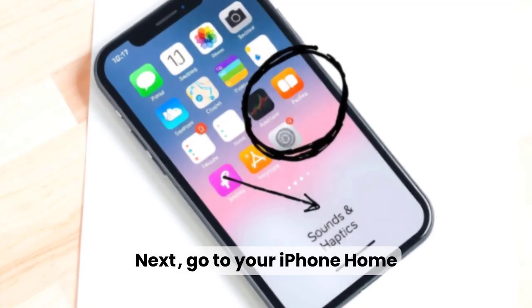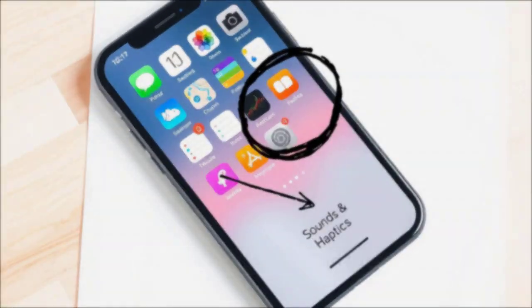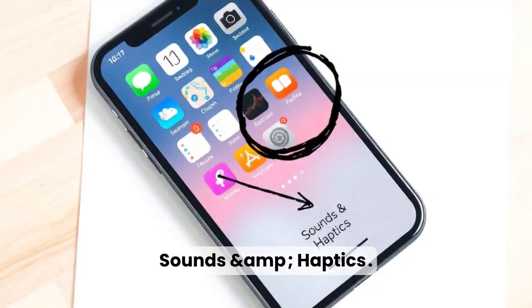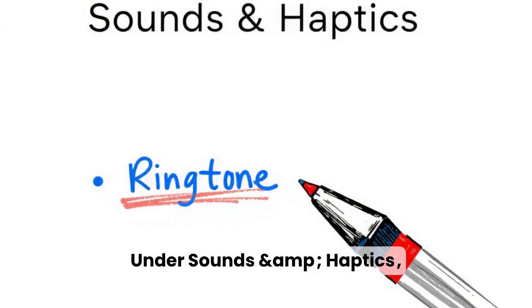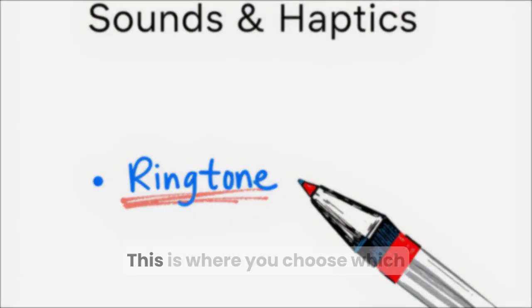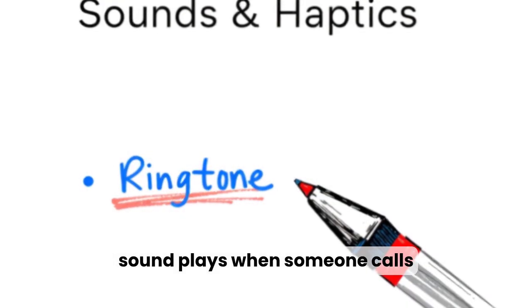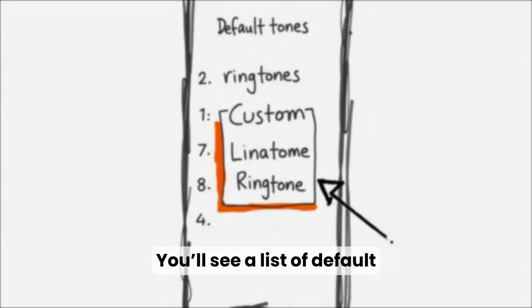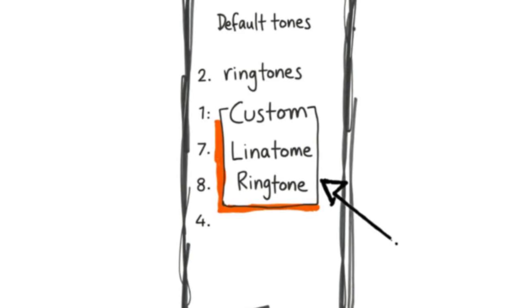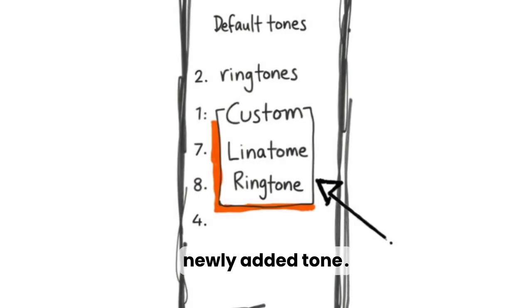Next, go to your iPhone home screen, tap the Settings app, then scroll down and tap Sounds and Haptics. Under Sounds and Haptics, tap Ringtone. This is where you choose which sound plays when someone calls you. You'll see a list of default iPhone tones. Below those, look for your newly added tone.